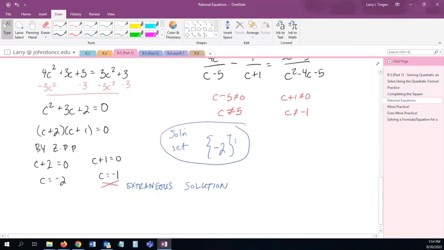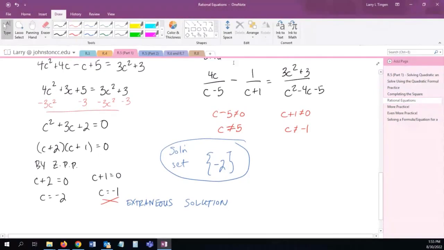What did you say was a strange solution? The -1. Oh, so the -1 is an extraneous solution because I did math, I followed the rules, and when I get to the end, the equation that I end with says that the solutions of this equation, c squared plus 3c plus 2 equals 0, are -2 and -1. That is correct. That's completely correct. But this is not the problem I started with. The problem I started with is this rational equation.